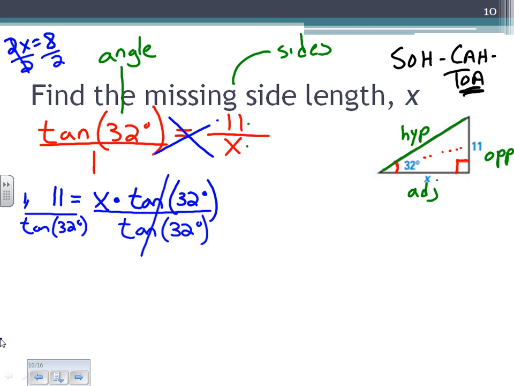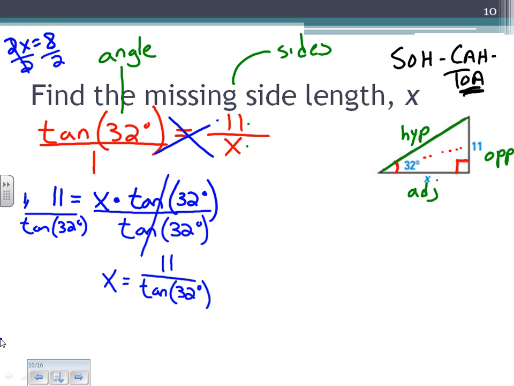So what do I get left on my right side? Yeah. So I'm going to rearrange and switch it. So I get x equals 11 over tangent of 32 degrees. X equals 11 over tangent of 32 degrees.